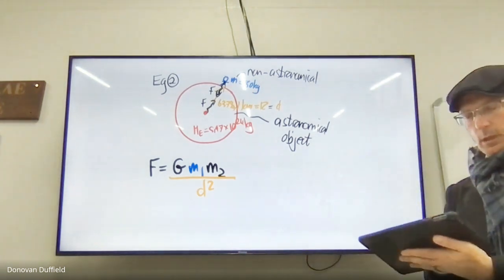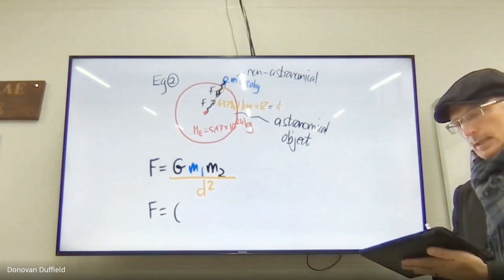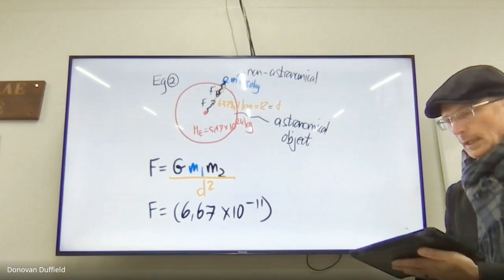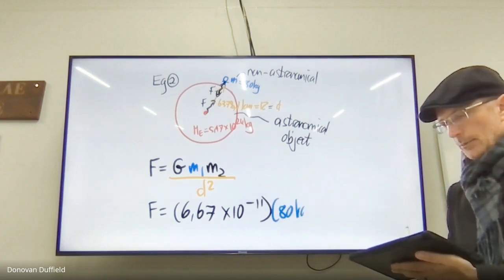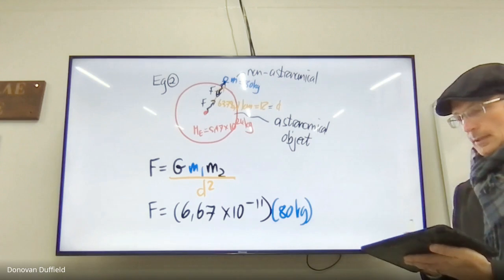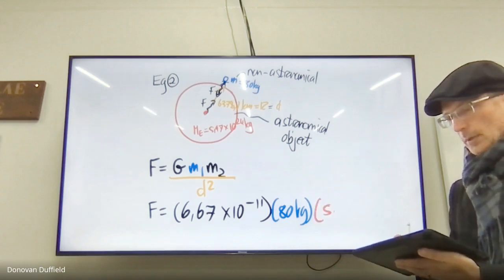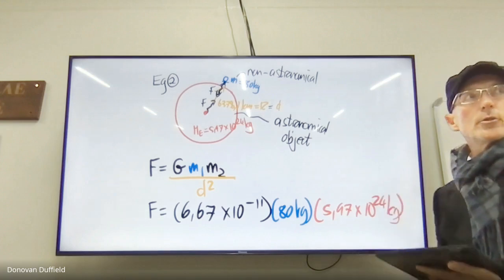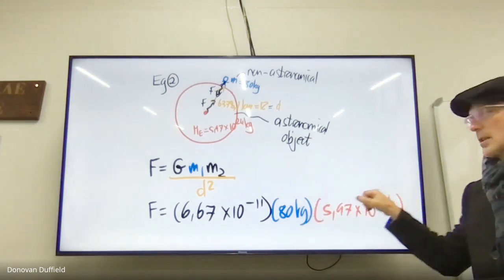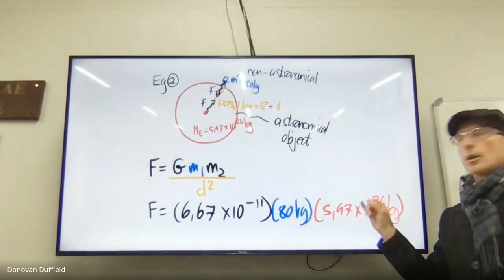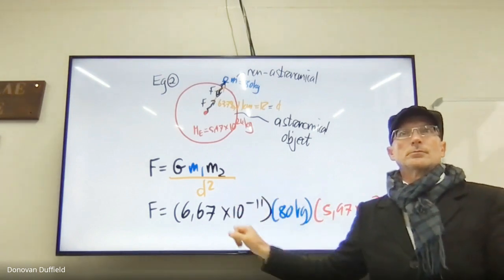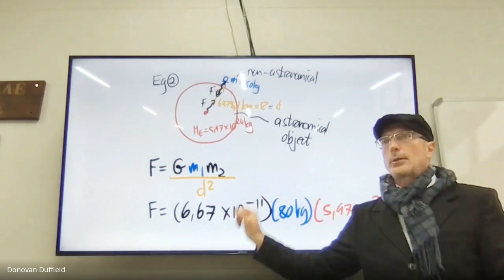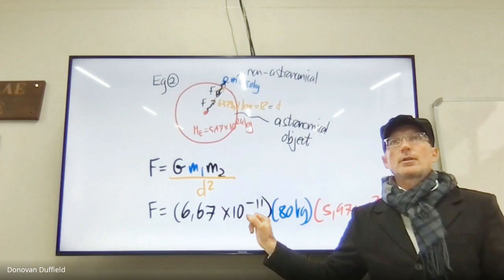So let's go. F equals 6,67 times 10 to the negative 11. Mass 1 is 80 kilograms. Mass 2 is the mass of the Earth, 5,97 times 10 to the 24 kilograms. I want to show you something. Do you see this power here? It dominates this power. As soon as this power gets bigger than that power, you start to feel gravity physically.